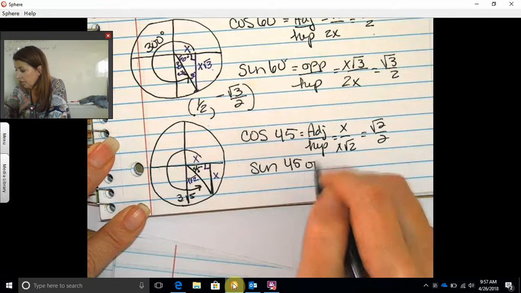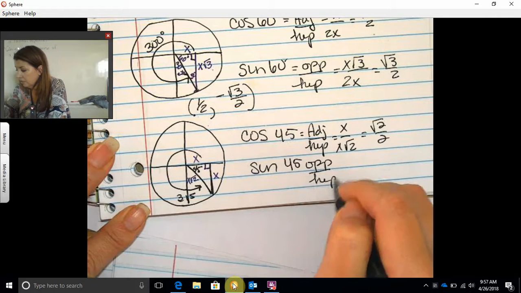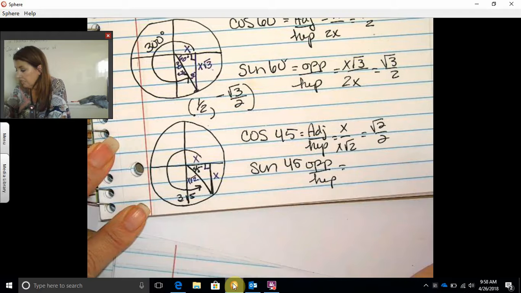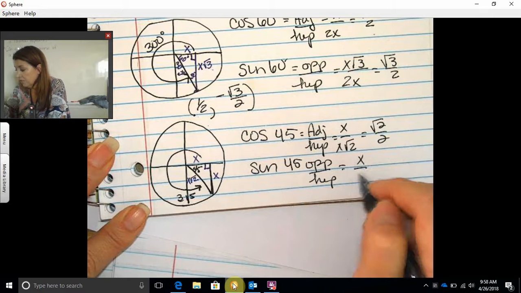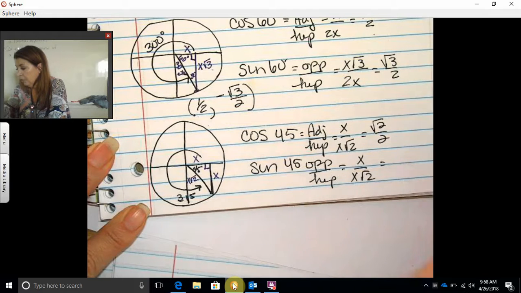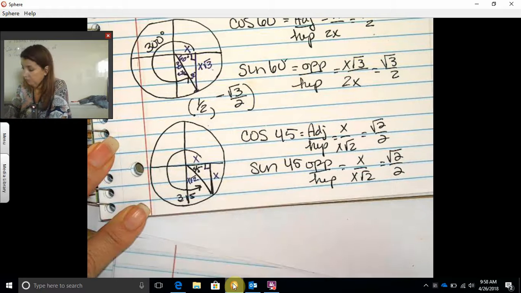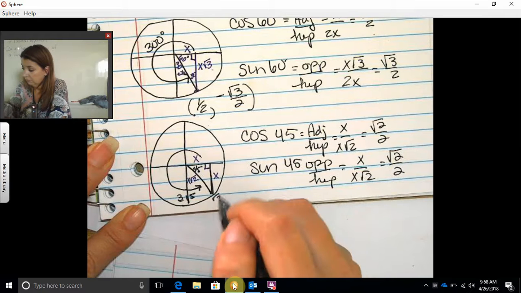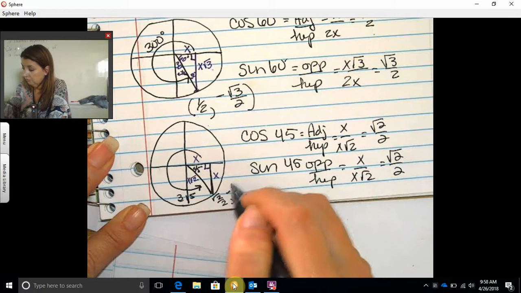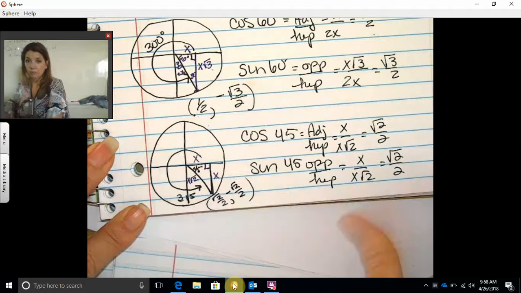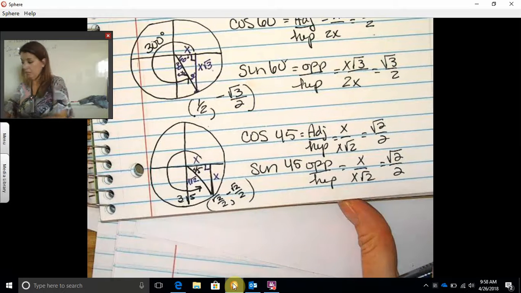Sine is opposite over hypotenuse. Opposite is x, hypotenuse is x square root 2, and again, we know that is square root of 2 over 2. Our y values, or our sine, is going to be negative in quadrant 4. Fill that in real quick.